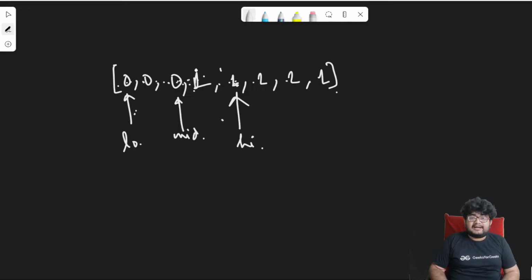The next element is 1, right? So this element is 0. Why not make low just point to this? Because low will always point to a 0. Why not make low just point to this instead of going one step further? So we can just make low point to this.